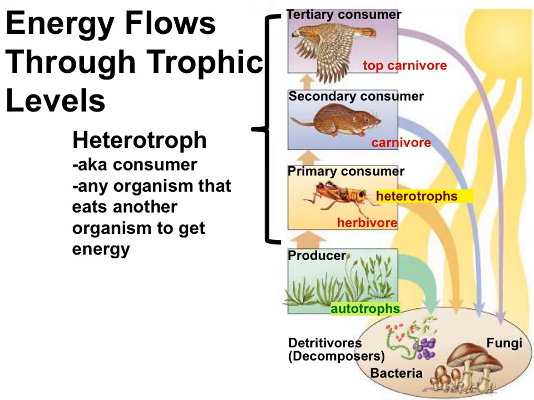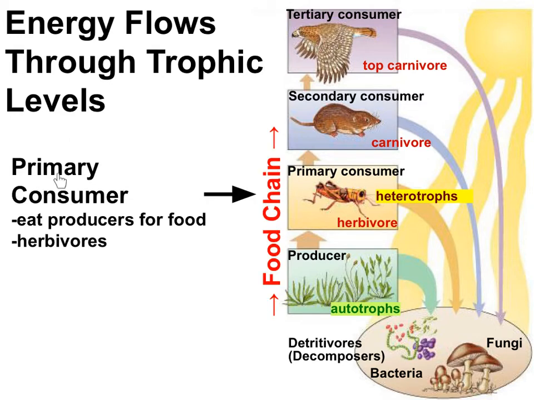The opposite of an autotroph is a heterotroph. Heterotrophs are also called consumers. Now, heterotrophs can't make their own food, and heterotrophs have to eat other organisms as a source of energy and nutrients. Heterotrophs are divided up into more layers based on what they eat. Primary consumers are heterotrophs that eat producers for food. In other words, primary consumers are herbivores.